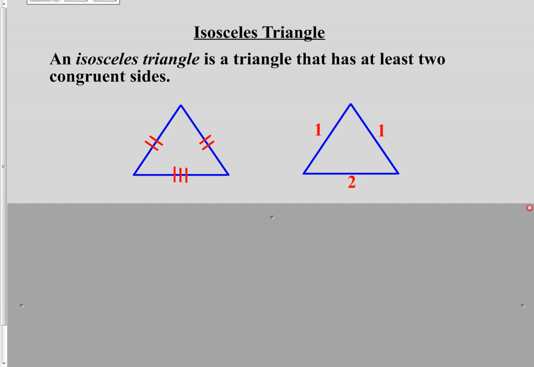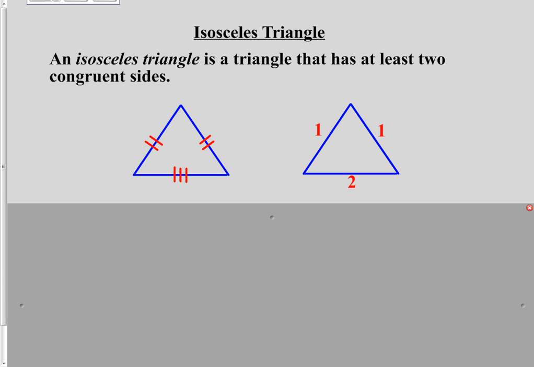A couple of different ways that this could be shown to you. You can see that we have differing tick marks on the figure on the left, and we can see that two of the sides have tick marks that match. That's going to show us that we have congruent sides in two places. And on the right side, of course, we have the measurements.